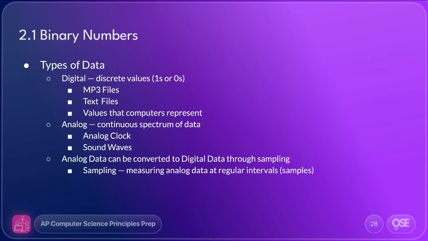Analog data is a continuous spectrum of data, so real-life data, such as an analog clock or sound waves. Analog data can be converted to digital data through something called sampling. And sampling is measuring analog data at regular intervals, called samples.